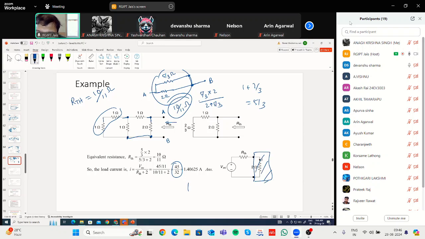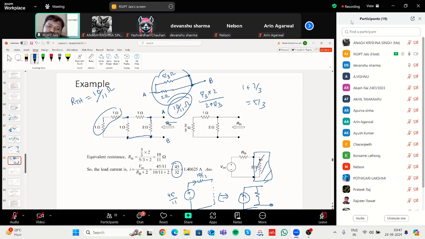There is a voltage source. The voltage source is 45 by 11. And there is a resistance that is 32 by 11, I think, or 10 by 11, sorry, 10 by 11. Can't you go from this to this? Using source transformation, you can. If you, let us say, join this, then what will be the current flowing through this circuit? That will be voltage 45 by 11 divided by the resistance 10 by 11.